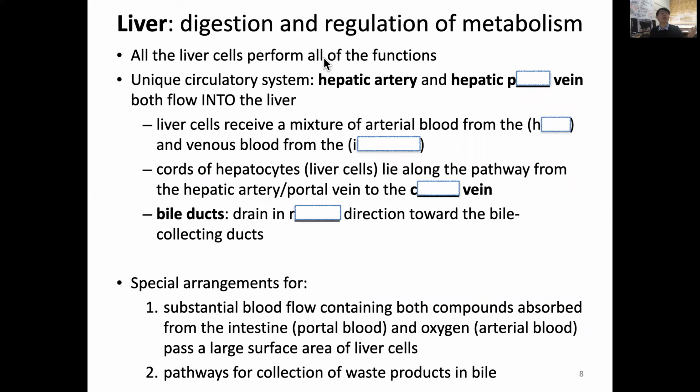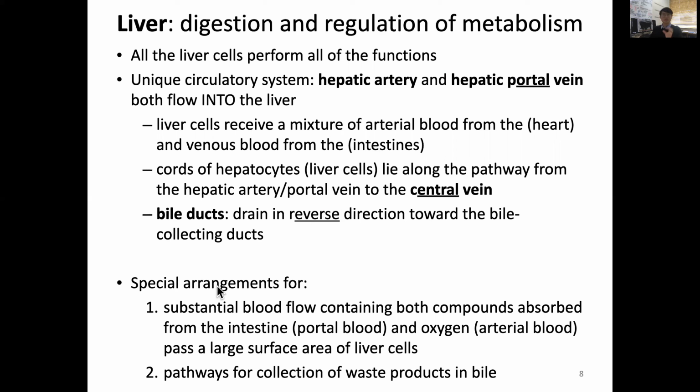All the liver cells perform the same functions. There is a unique circulatory system: the hepatic artery, which is from the heart, and the hepatic portal vein, which I said is a gate. Both flow into the liver. So liver cells, or hepatocytes, receive a mixture of arterial blood from the heart and venous blood from the intestines or gut. And these cords of hepatocytes, liver cells, lie along the path that we call the sinusoid. From the hepatic artery and portal vein, blood is drained into the central vein. On the other hand, bile ducts drain backwards, in the reverse direction, toward the bile collecting duct.